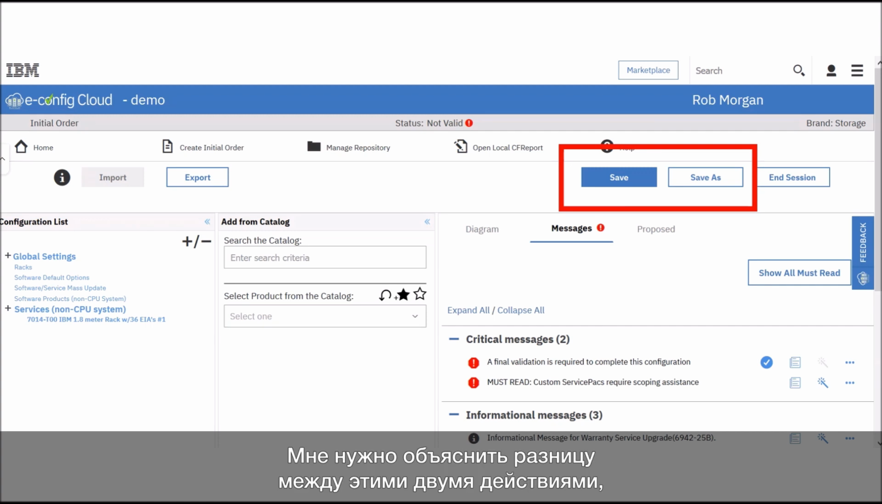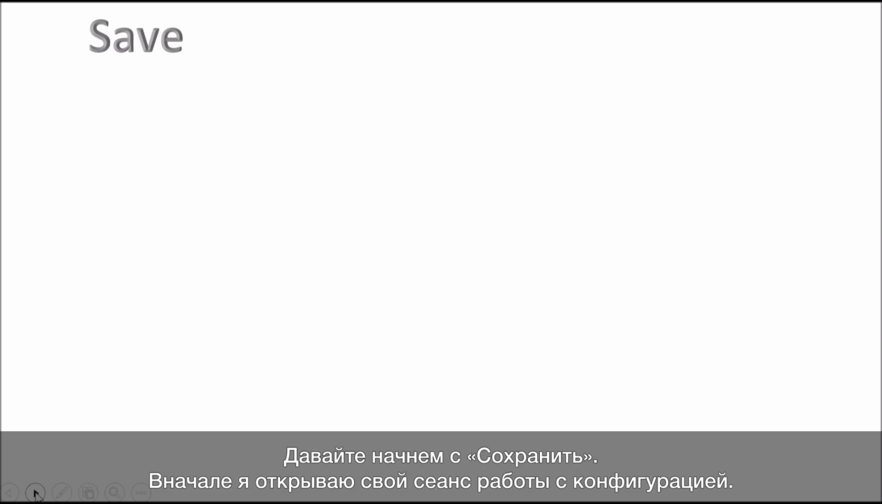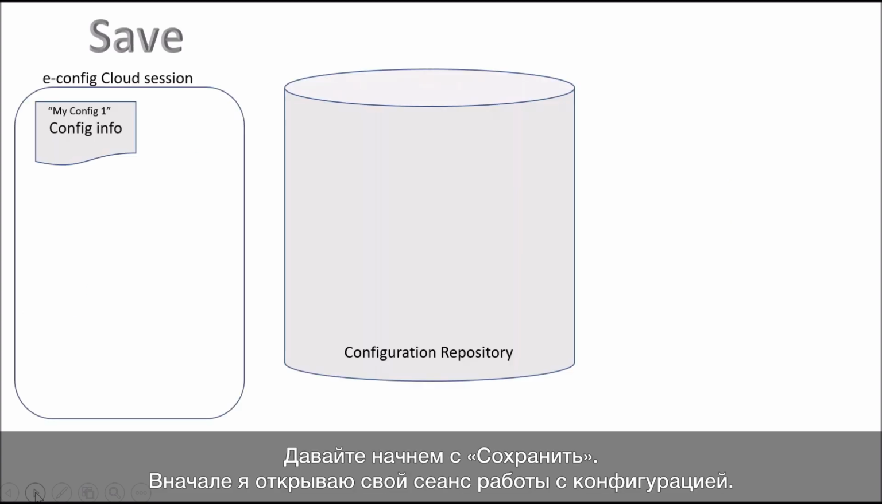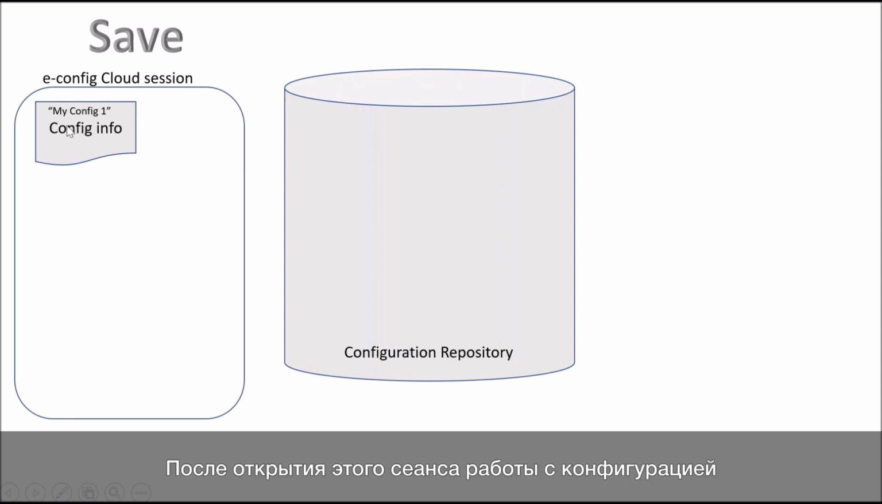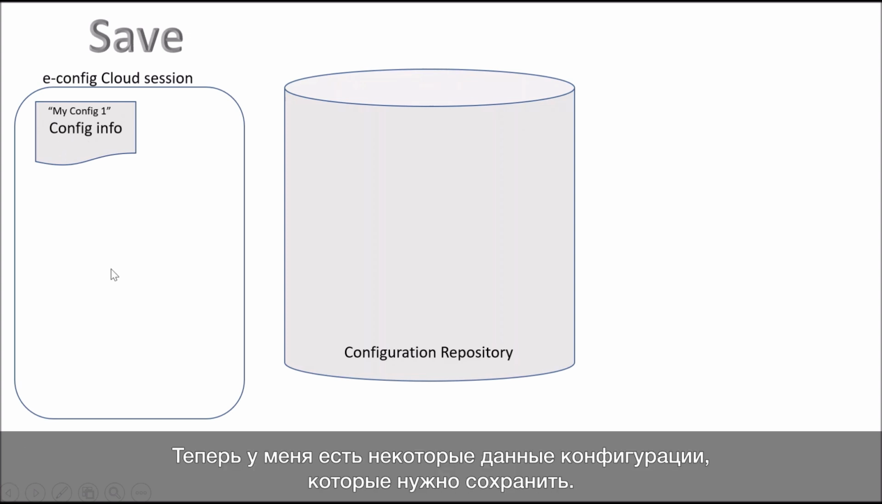I wanted to explain the differences between those two so that it's clear what's happening when you pick one versus the other. So let's start with a save. I have my configuration session I started, and when I started this configuration session, I called it myconfig1. And I've created a configuration. I have some configuration information now that I want to save.